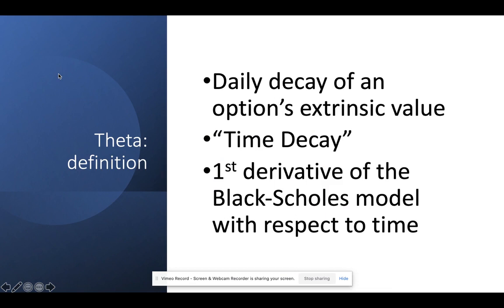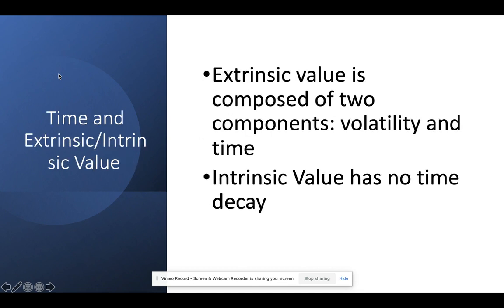What is the definition? So it's the daily decay of an option's extrinsic value, otherwise known as time decay, and it is the first derivative of the Black-Scholes model with respect to time. Okay, Black-Scholes model is the mathematical model that gives us the option prices. You don't really need to know that though.